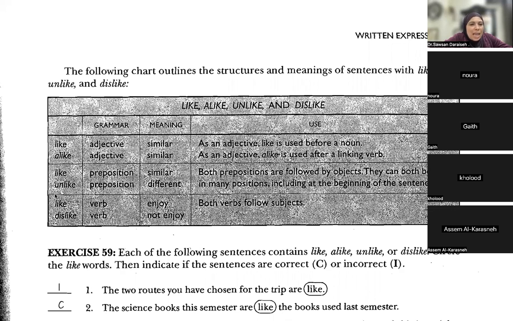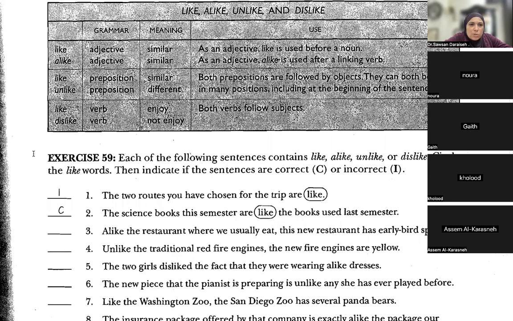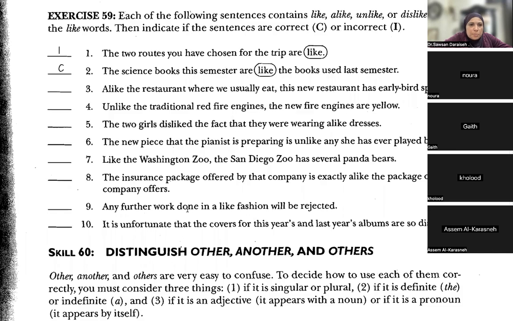Like and unlike here function as prepositions. We talked about this. Like means similar. Unlike means different. Both prepositions are followed by objects. They can both be used, and unlike can be used in many positions, including at the beginning of the sentence, okay? Remember that. Here, as verbs, like and dislike: like means enjoy, dislike means not enjoy, like hate or feel bored about something. Both verbs follow the subject, of course.